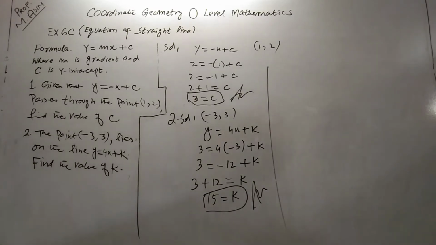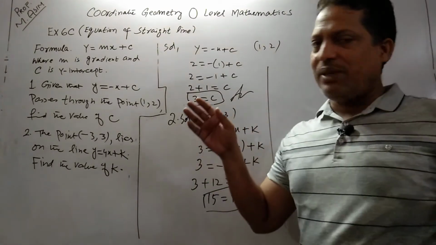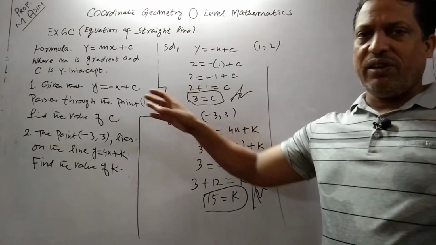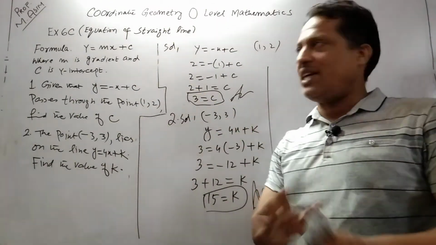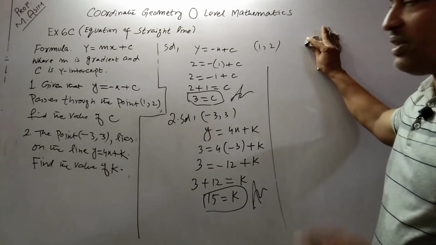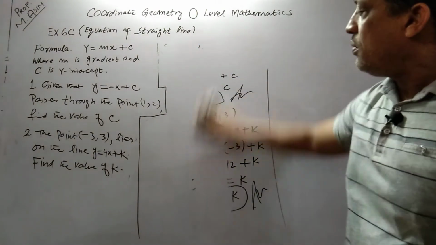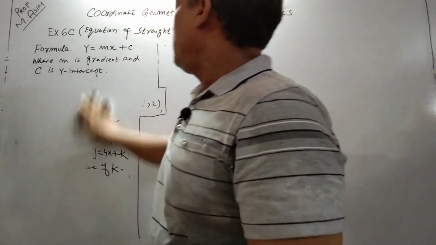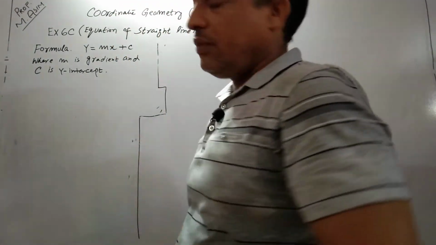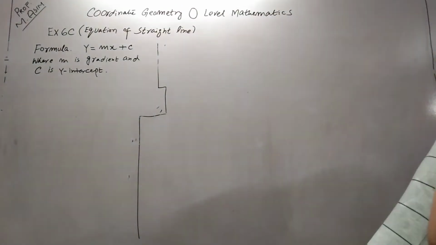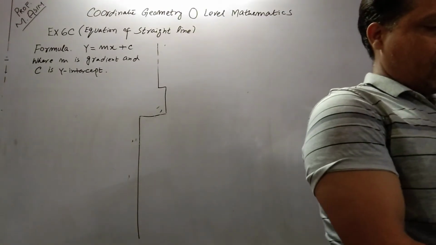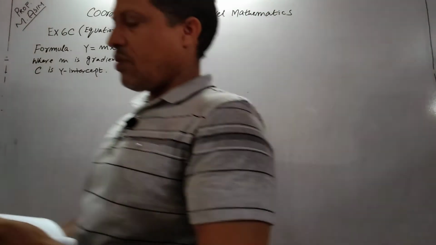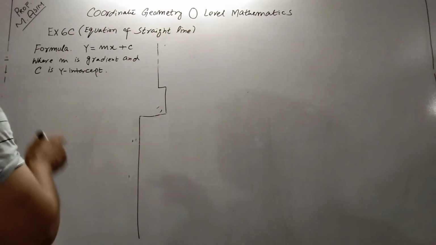Next, we have already done question number 3, 4 and 5, and we have done right now question number 1 and 2. So the first 5 questions have been completed. Now come to question number 6. What is question number 6?